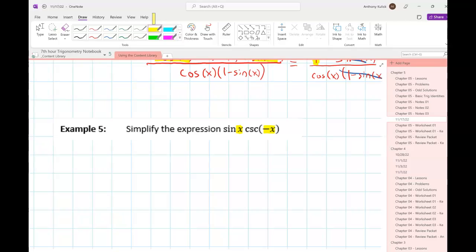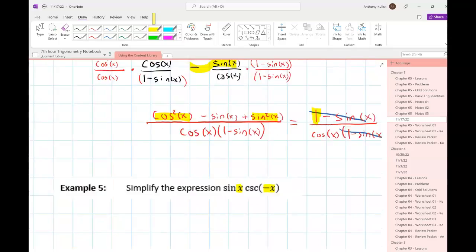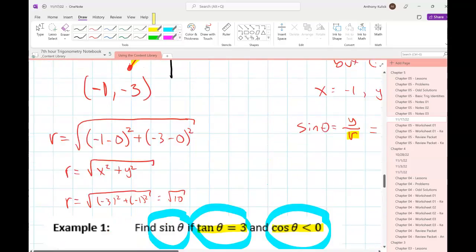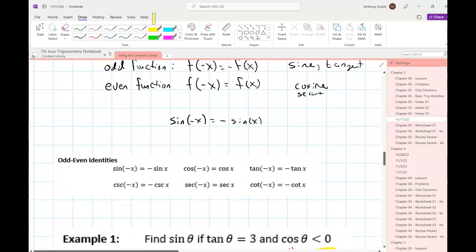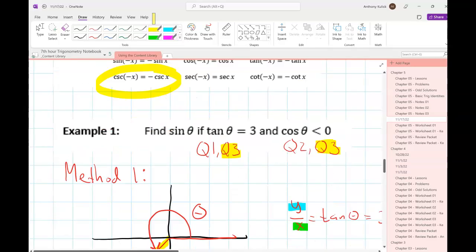So what identities do I have that take a negative x and turn it into a regular x? Those are the odd-even identities. So let's go back and look at those. That is what I'm going to use. Cosecant negative x is equal to negative cosecant x.